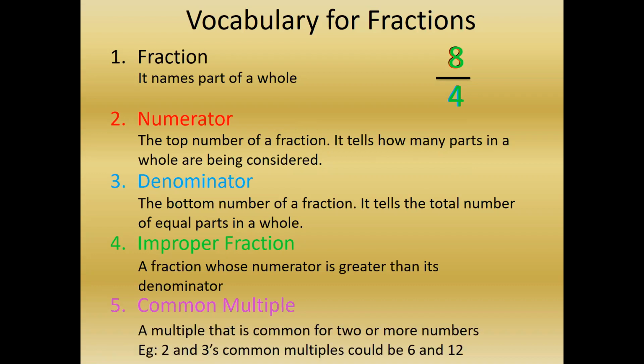Lastly, we have common multiple, a multiple that is common for two or more numbers. For example, 2 and 3's common multiples could be 6 and 12, because 2 times 3 and 3 times 2 is equal to 6, and 2 times 6 and 3 times 4 is equal to 12.